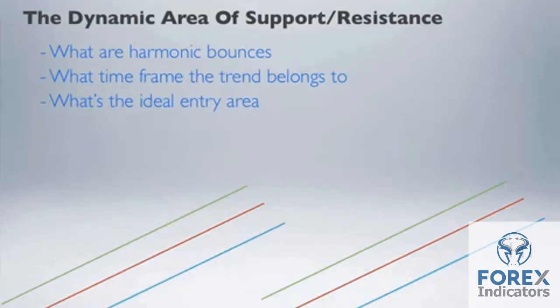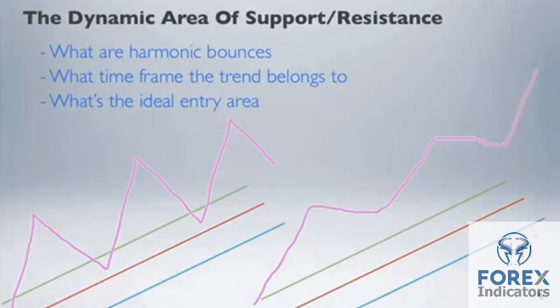And the way we are going to do that is by analyzing those harmonic bounces. Remember, we want the swings to start, okay, and to retrace to this area between the 30 and the 50 simple moving average. So imagine we have price on the 30 minutes swinging something like that, and on the 1 hour time frame swinging something like that.